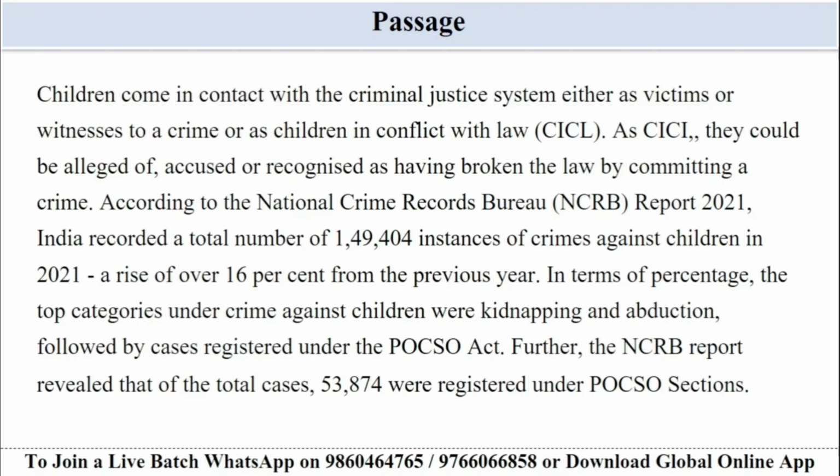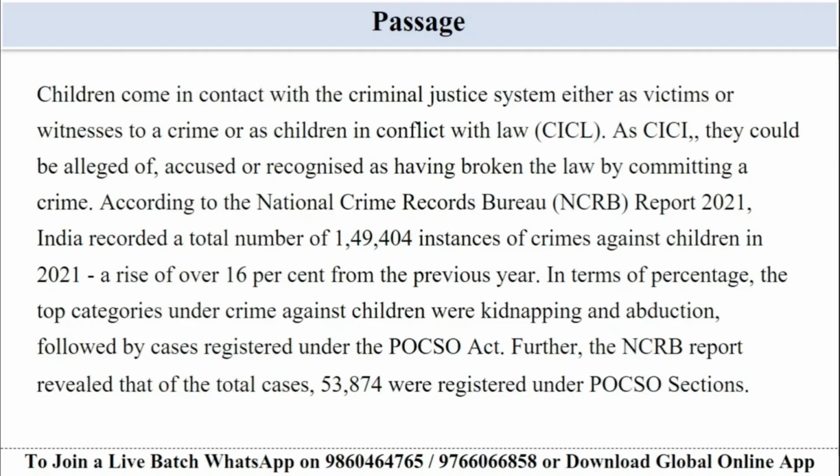Children come in contact with the criminal justice system either as a victim or a witness to a crime, or as children in conflict with the law, that is CICL. As CICL, they could be alleged or accused, or recognized as having broken the law by committing a crime. According to the National Crime Records Bureau NCRB report 2021, India recorded a total of 1,49,404 instances of crimes against children in 2021, a rise of over 16% from the previous year.